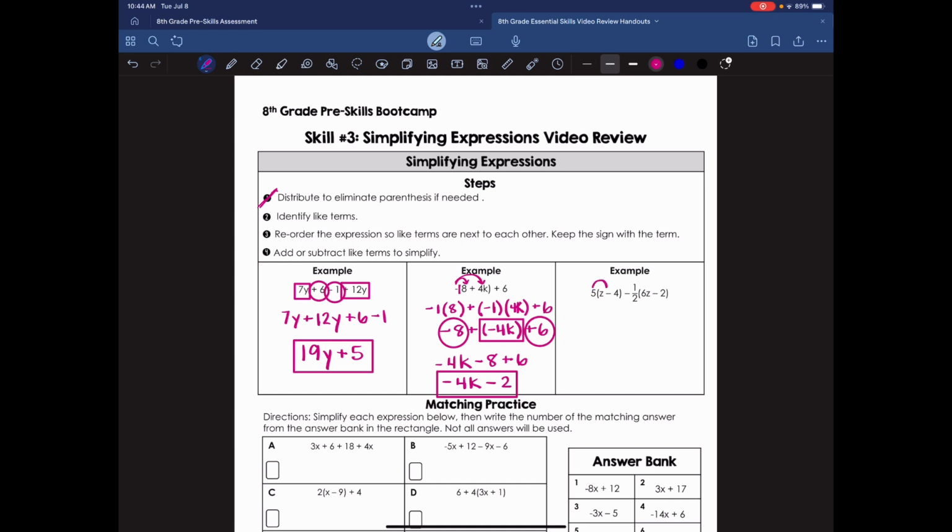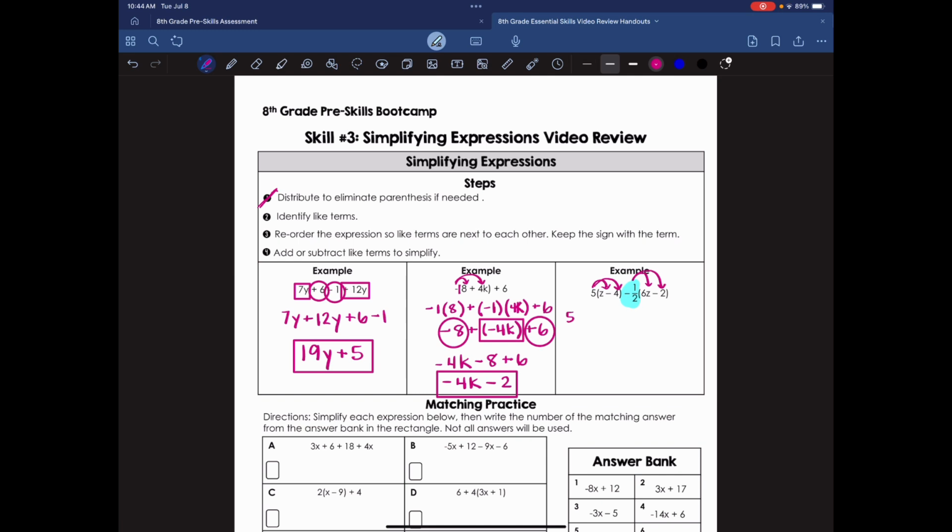I'm going to distribute this 5 here to the z and to the minus 4. And then this guy, we need to be careful. I am distributing this whole thing. So when I say this whole thing, I'm talking about this negative 1/2. This whole thing right here needs to go into the parentheses. So a negative 1/2 times 6z and a negative 1/2 times this 2. So let's get to it.